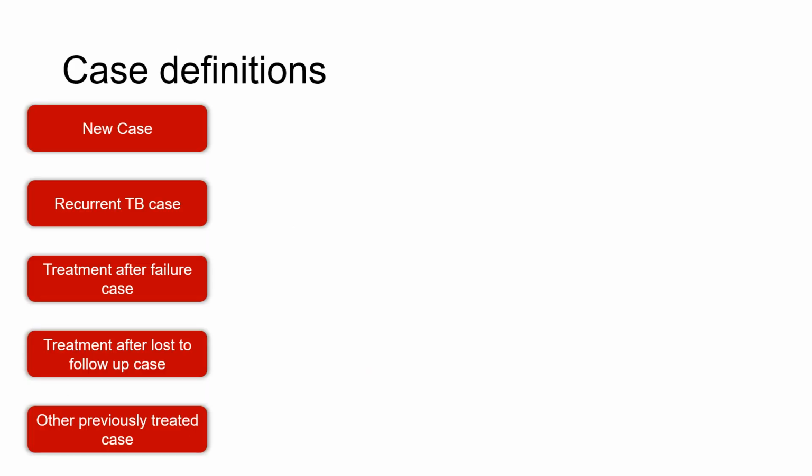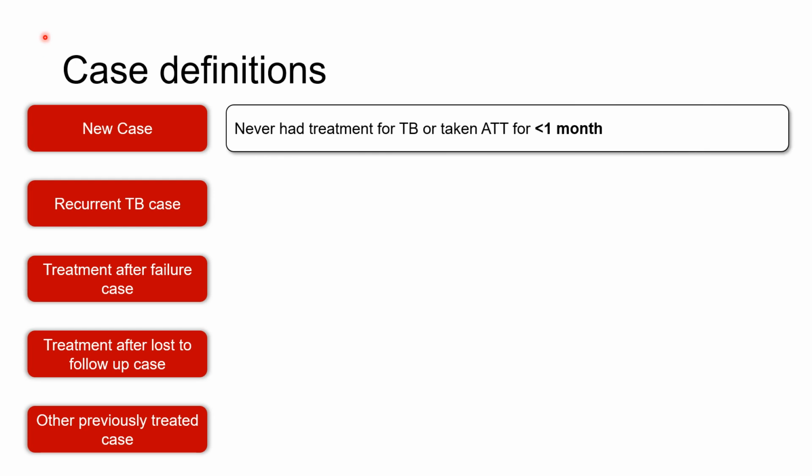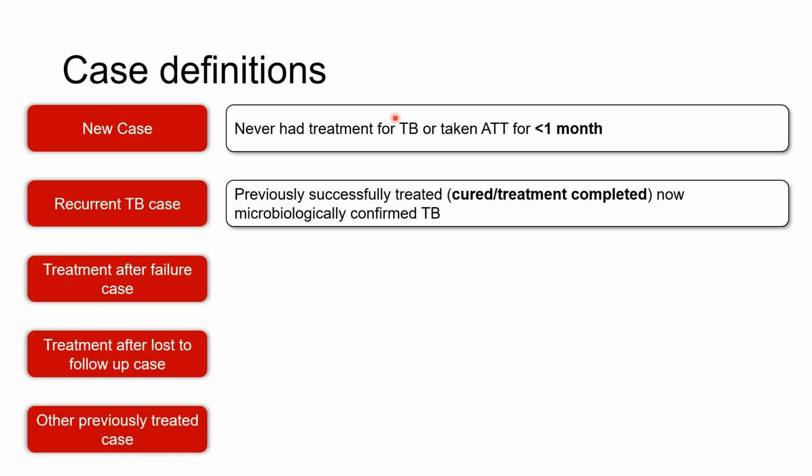So what are the case definitions that we need to know? First thing is new case. As I told before, a new case is any patient who has never had treatment for TB or taken ATT for less than 1 month. ATT means anti-tubercular therapy. Recurrent TB case. What is a recurrent TB case? Recurrent TB case means suppose a person has been previously successfully treated, that means cured or treatment completed, full course of treatment given. Now again the patient has come as a case of microbiologically confirmed TB. Microbiologically confirmed TB means either nucleic acid amplification test has been positive or acid fast bacilli have been seen in the smear.